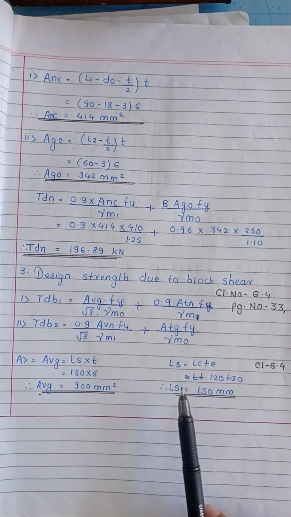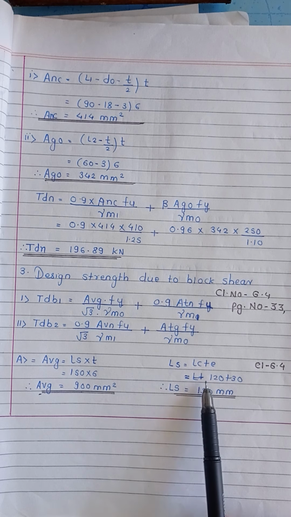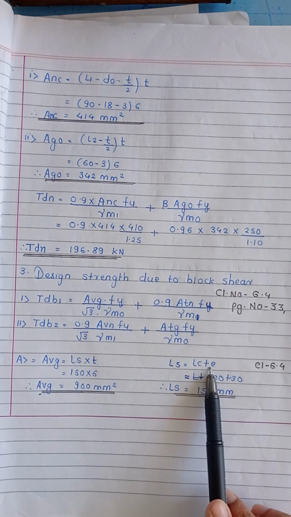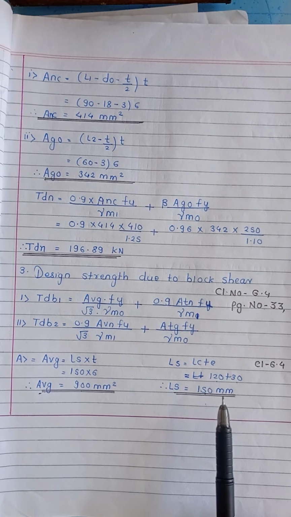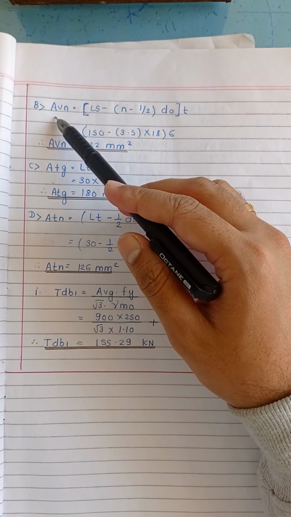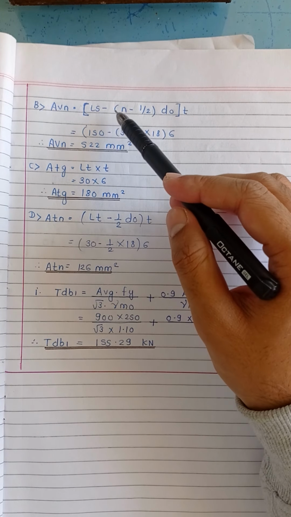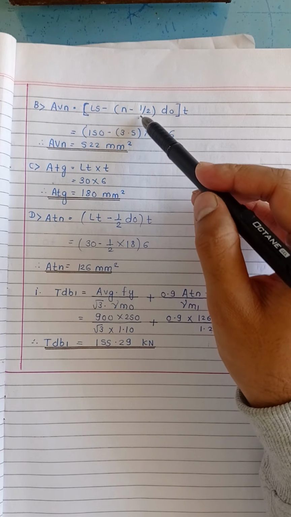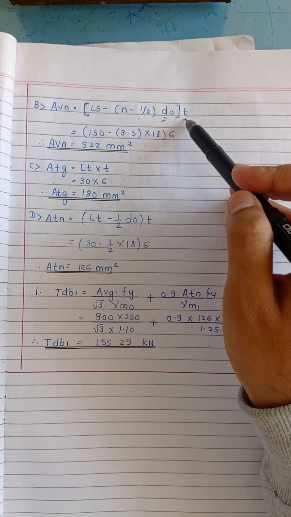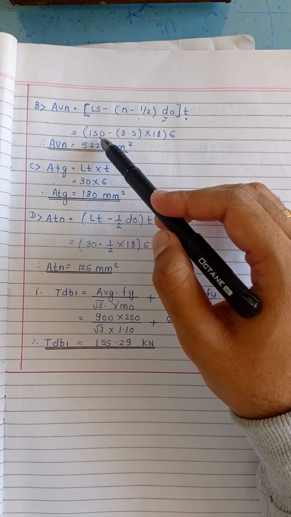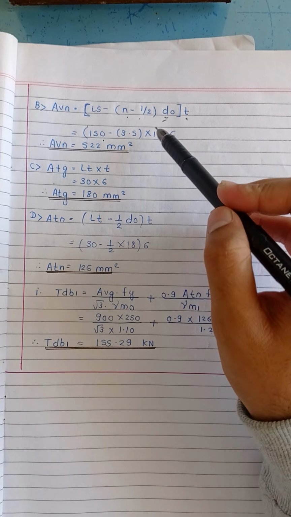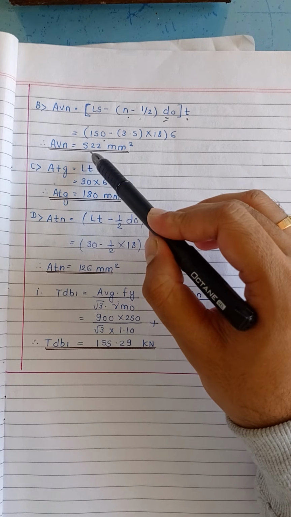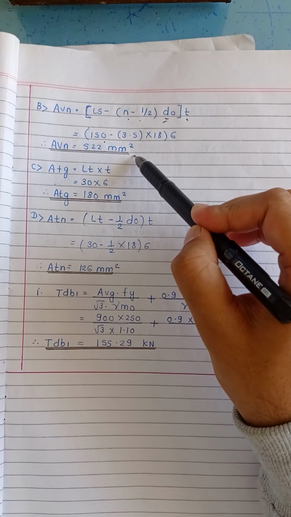We may also calculate LS by LC plus E, that is length in connection plus E. LC is 120 mm and E is 30 mm, so LS is equal to 150 mm. Now AVN is equal to LS minus, into bracket N minus 1 by 2, into diameter of hole, into T. LS is length in the connection, N is number of holes. So substituting values into the formula, we get AVN equal to 522 mm square.